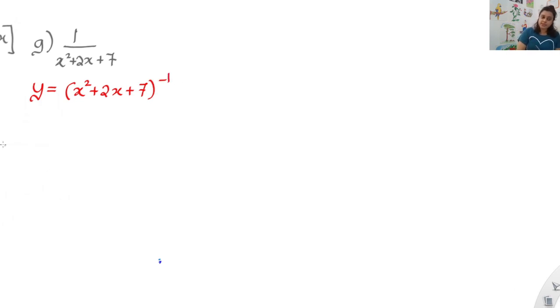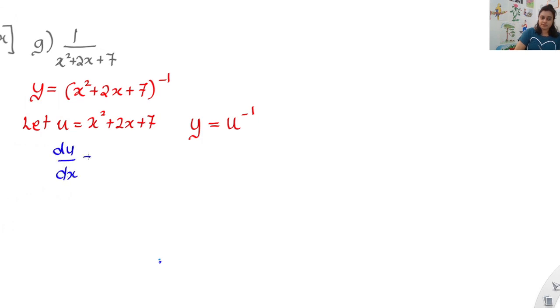Now from here, to do the chain rule, you let your u equal x square plus 2x plus 7. Whatever is inside the bracket will become your u. How about your y? Your y will be u to the negative 1. Now we find du dx, differentiating with respect to x, so here will be 2x plus 2. Then differentiate dy du with respect to u, so negative u to the negative 2.